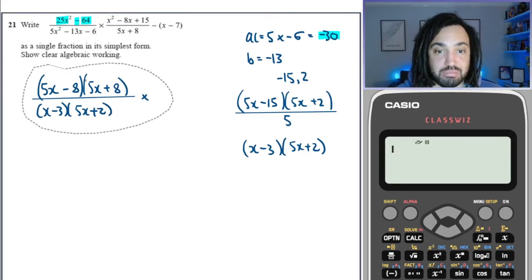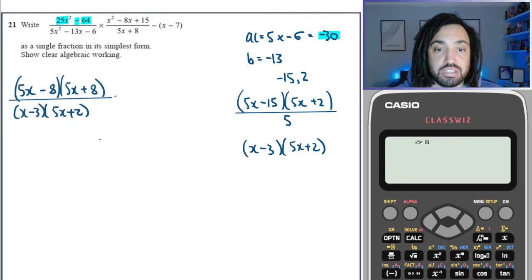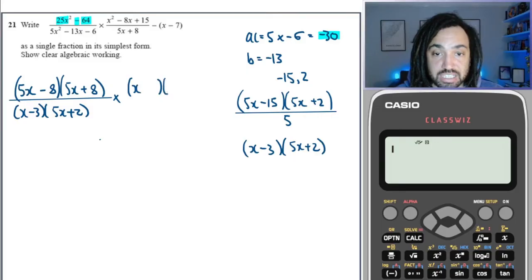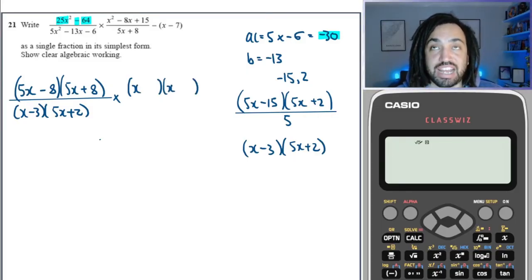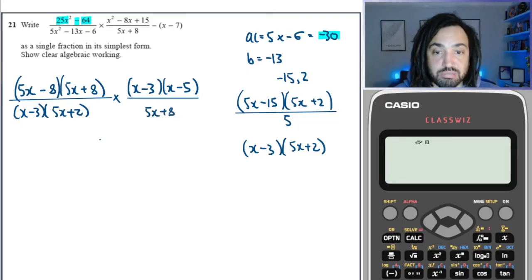A bit conscious I might run out of space. Let's just shift that up a bit. So then we are multiplying by this, so that can be factorised. Now this is just a single x squared, so this will definitely be x, and timesing to make 15 and adding to make minus 8 must be minus 3 and minus 5. That works. And then that's all over 5x plus 8.